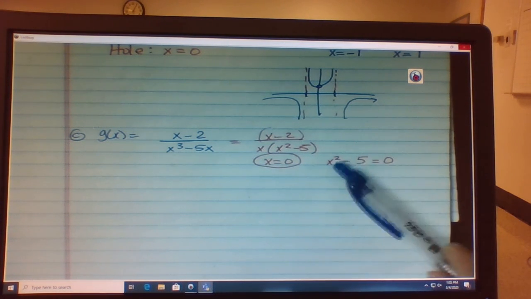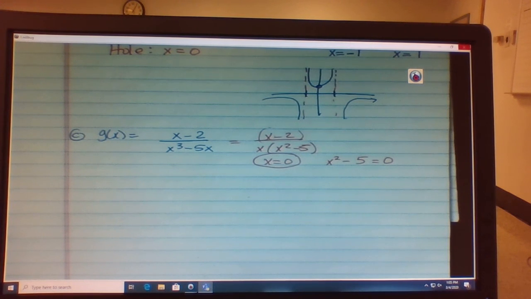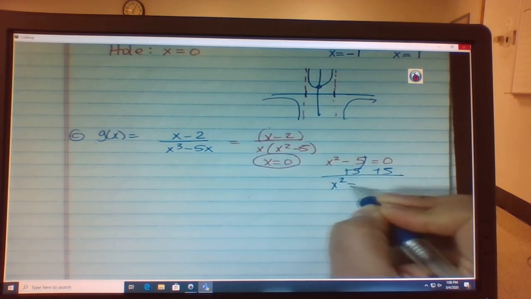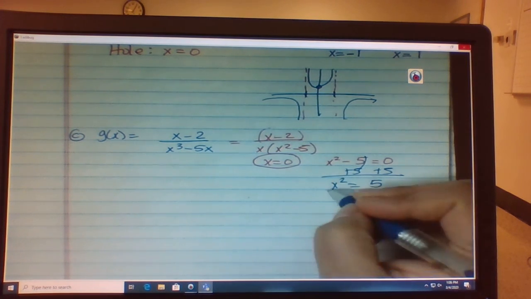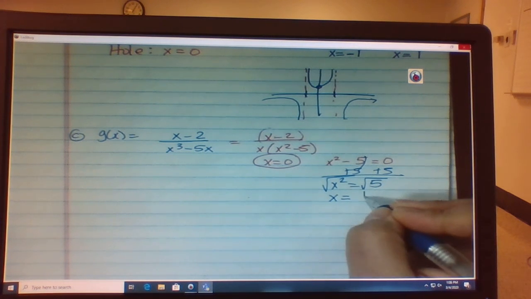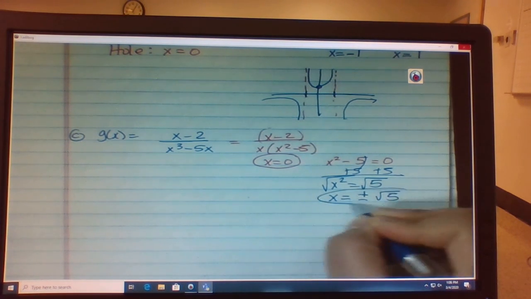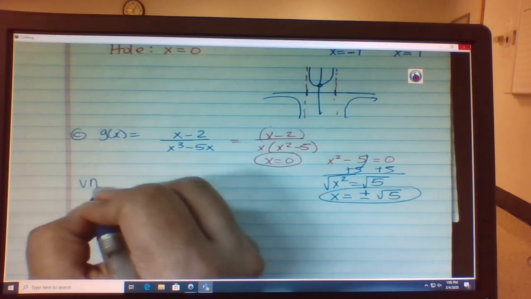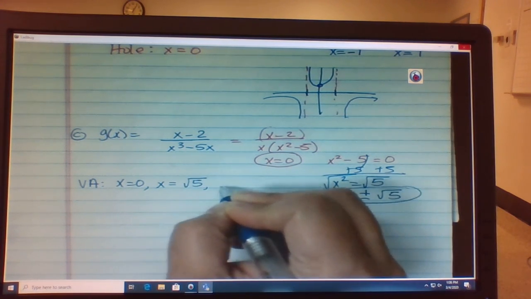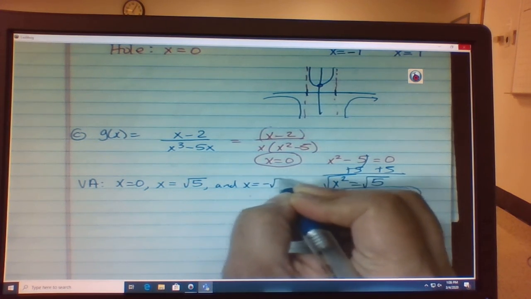What do I have to do over here to solve for x? First step is what? It's not a difference of squares because I can't take the square root of 5. Add 5. Add 5 is a good step. x squared equals a positive 5. Square root on both sides. And anytime we have a square root, we said our answers would have to be what and what? Plus or minus. Plus or minus the square root of 5. So who are my vertical asymptotes? x equals 0, x equals the square root of 5, and x equals the negative square root of 5.